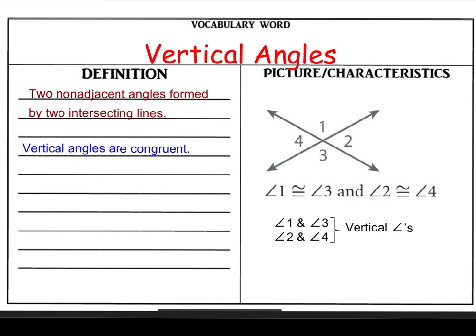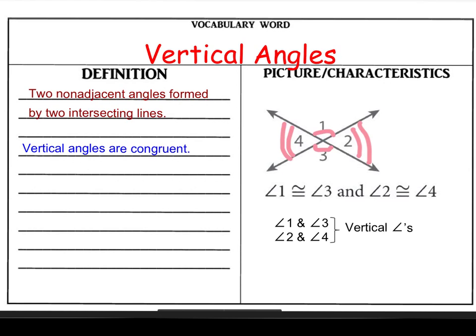Angle 1 is congruent to angle 3, which is right here. These two are congruent, so we're going to mark them with the same congruency mark, just like that. And I also have that angle 2 is congruent to angle 4. So to indicate that, we're going to put double marks for these two angles. Those two have the same measures.